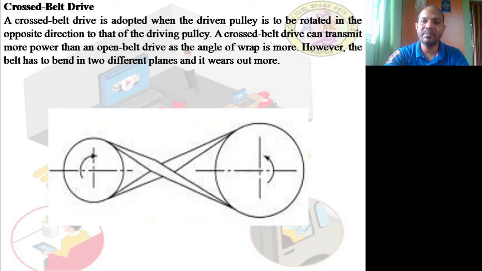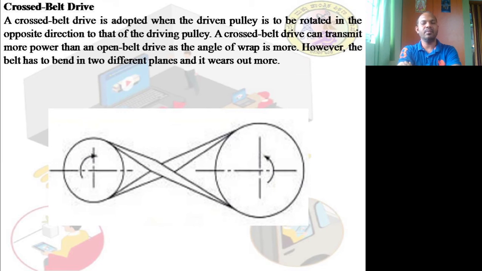A cross belt drive is adopted when the driven pulley is to be rotated in the opposite direction, or the reverse direction, to that of the driving pulley. A cross belt drive can transmit more power than the open belt drive, as the angle of wrap is more. Angle of wrap means if it is something like this, it will hold it more.